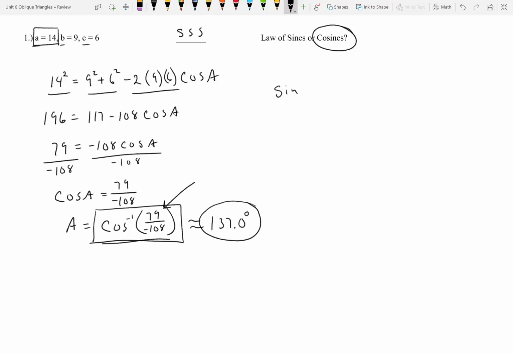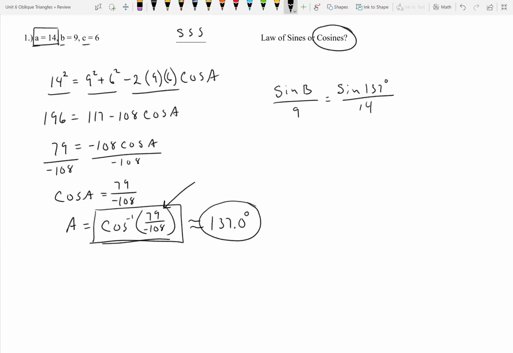So let's see, we're looking for an angle, so I'm going to put the angle measure on the top in the numerator. So sine of B over B, which is 9, equals, and the pair that we have complete now is A. So I'm going to put sine of A, which we now know to be about 137 degrees, over the length of side A, 14.